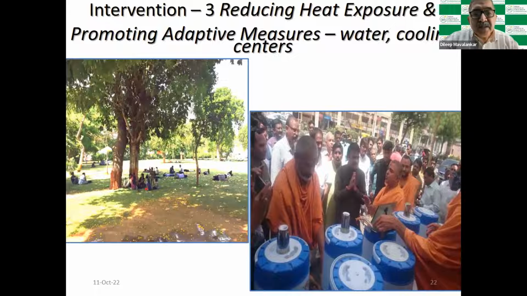One of the mayors was very interested. When he understood the plan, he convinced many NGOs, including religious ones, to open free water points, Pyau. About 700 to 1,000 places in Ahmedabad, people distribute free drinking water in summer.